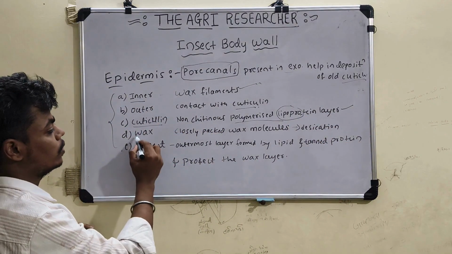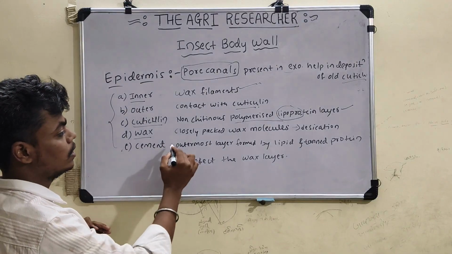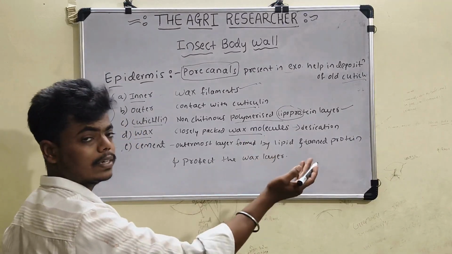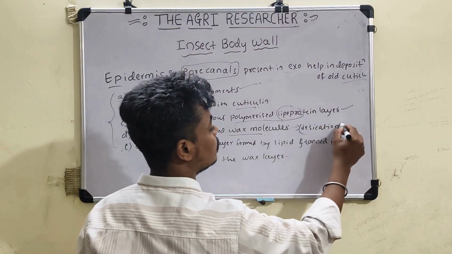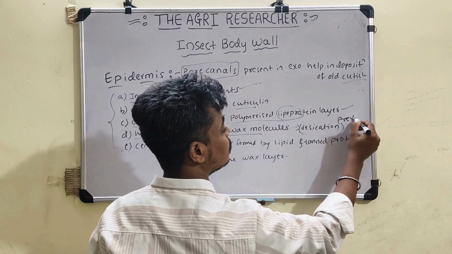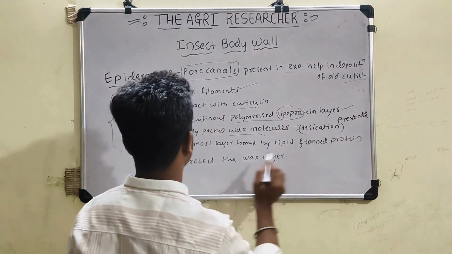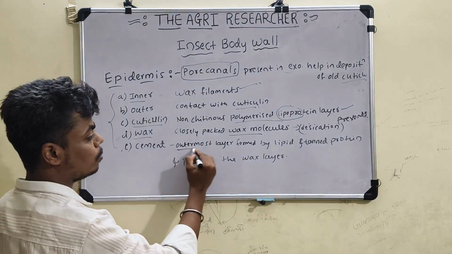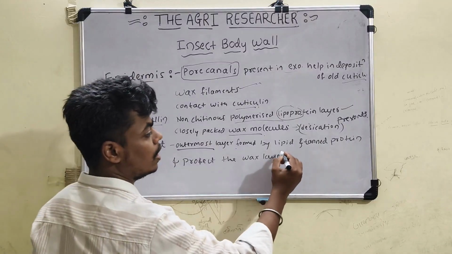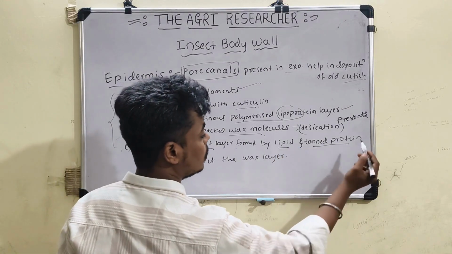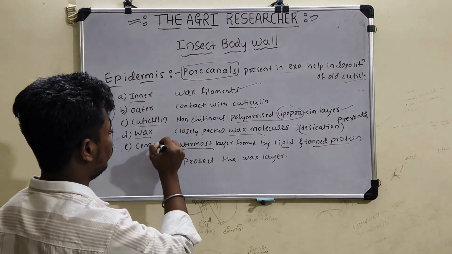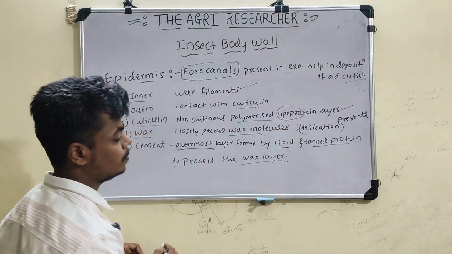The fourth one is the wax layer, made of closely packed wax molecules. Its function is to prevent desiccation. It is very important. And then the cement layer, a hard outermost layer formed by lipid and tanned protein. This layer is protected by the wax layer.